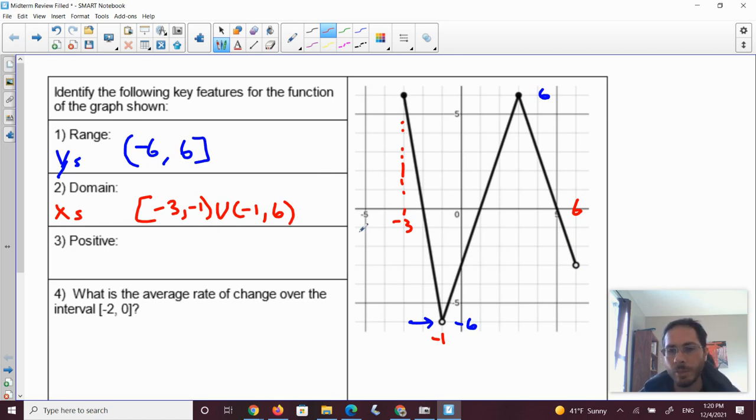So that's our domain. It is pretty tricky, but we have to recognize that there's not actually a point at -1, which is why we have to have these parentheses at -1. We can't include -1 because there's no dot at -1.